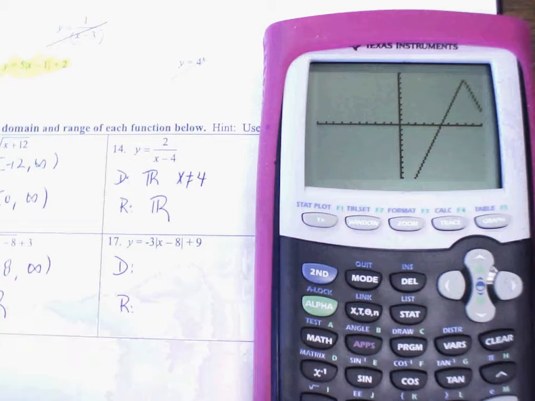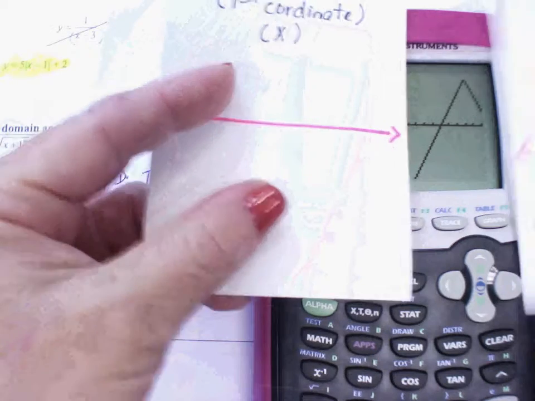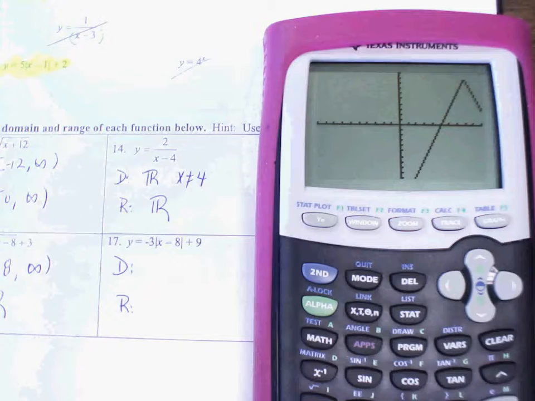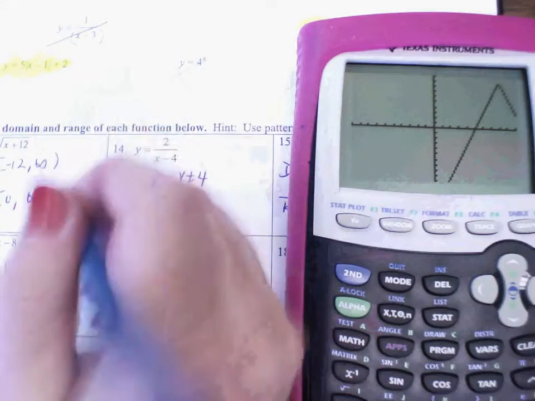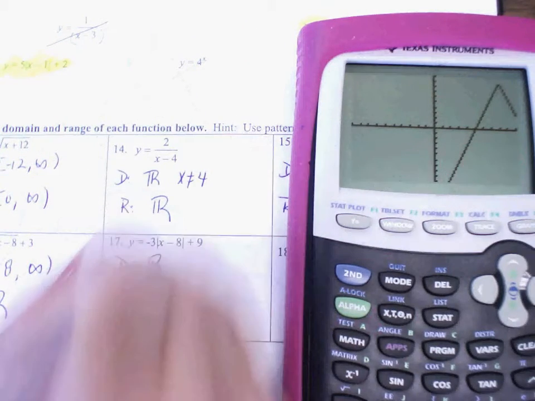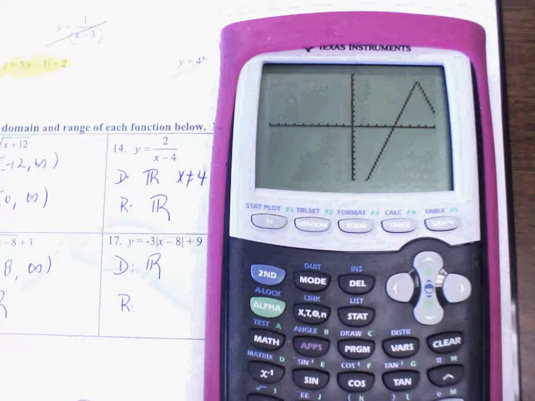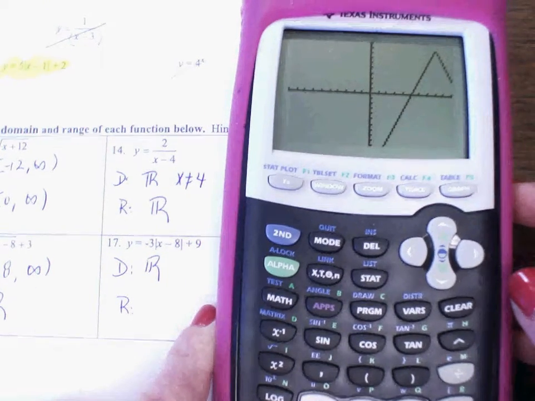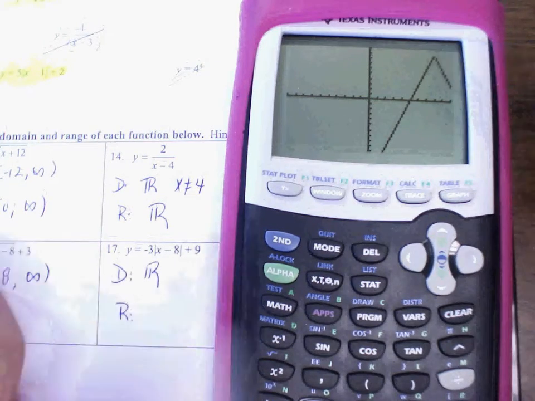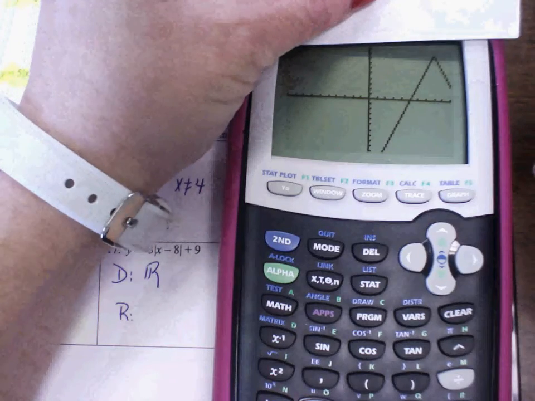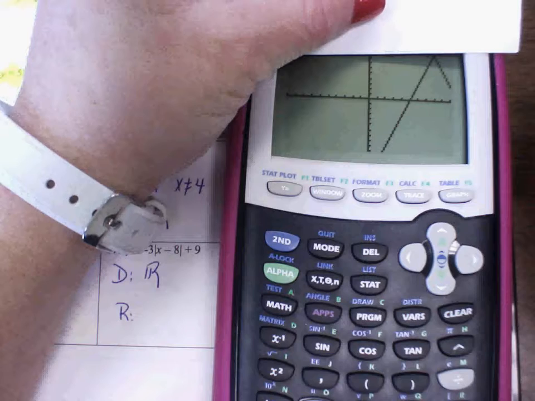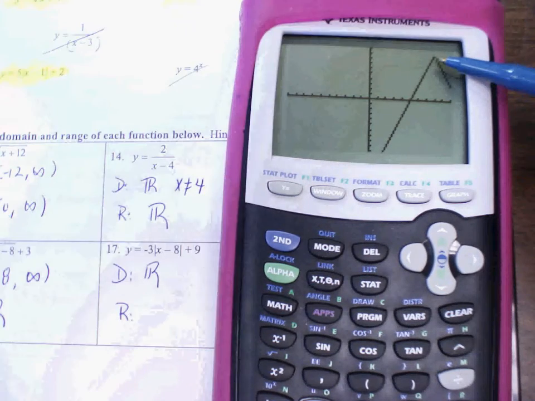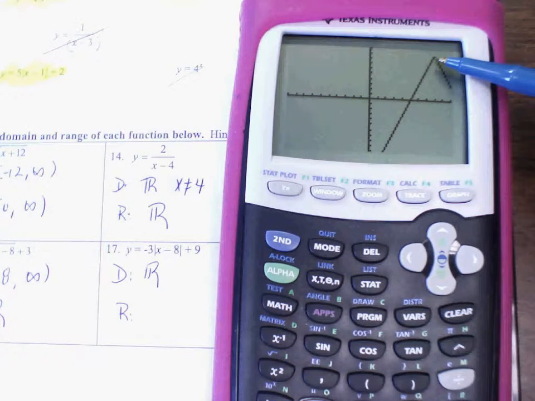All right. So what's my domain? Can I restrain it? No. So it would be all real numbers. What about my range? Where do you think it starts? Because I can only restrain it at the top, right? And where do you think that starts? What do you think that number is? It's in your equation.